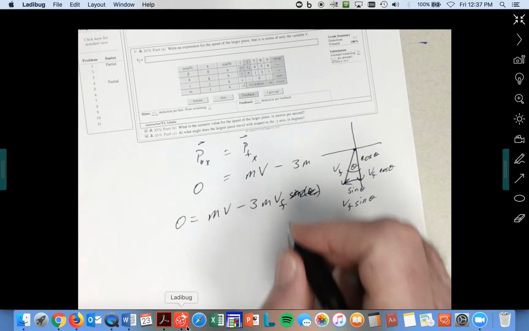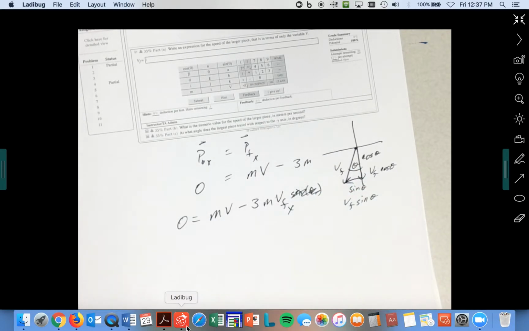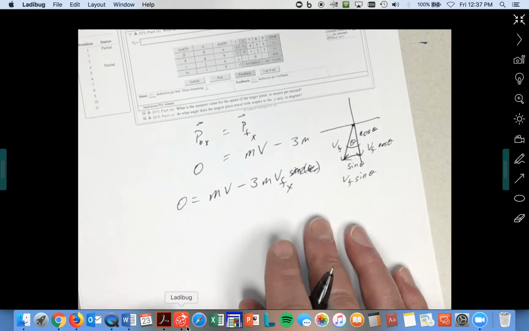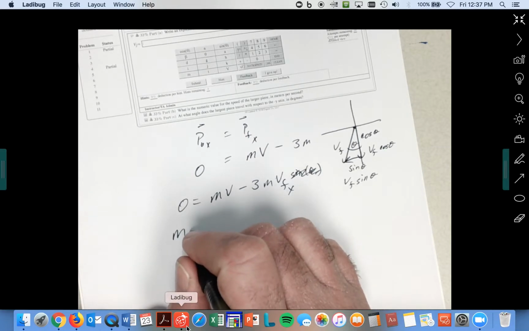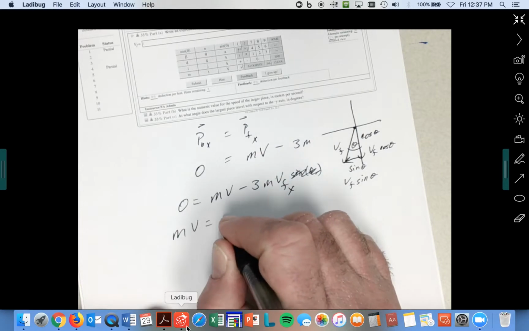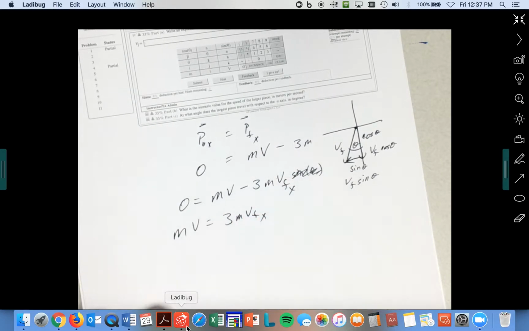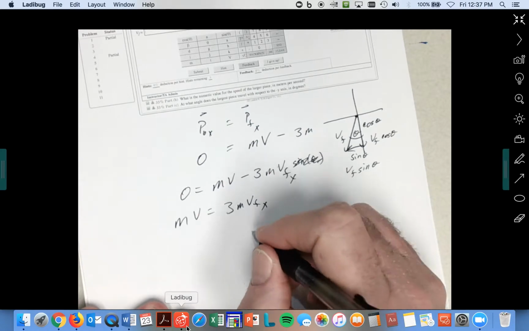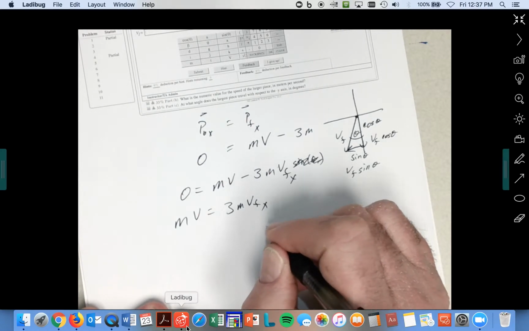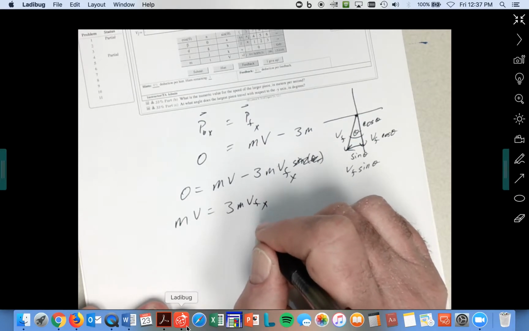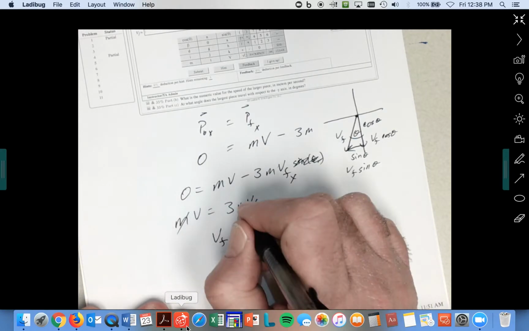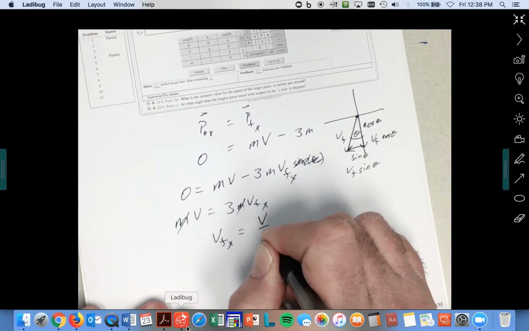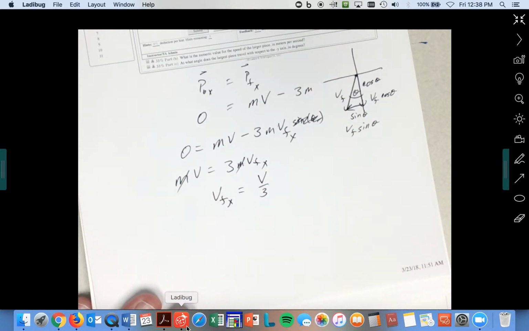Okay. So VFX. It's minus VFX because it's going that way. So mV is equal to, let's add this, 3m V final x. So V final of x is equal to, notice the m's cancel, V over 3. And they gave us V.